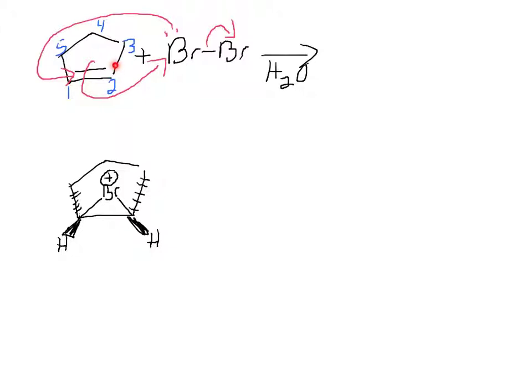Carbon 2 is also sp2. What's the geometry of an sp2 hybridized carbon? Trigonal planar. So is there a preference where the bromine would end up, on the top or on the bottom? No preference. So you actually make two.